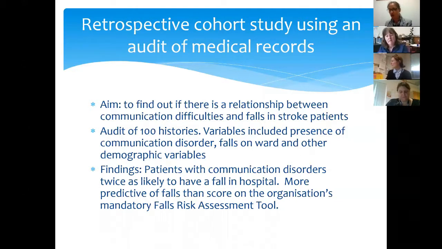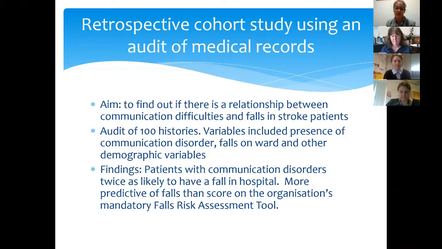But I think when you look at it from a health services research perspective, you get quite a different story. The aim of this project was just to find out whether there's a relationship between communication difficulties and falls in stroke patients. This particular clinician had observed a number of her patients with severe communication difficulties having falls while on the ward, and wondered if there was a relationship. She did a simple audit of 100 medical histories, and collected a whole lot of variables around presence of a communication disorder, falls on the ward, and a whole lot of other demographic variables.